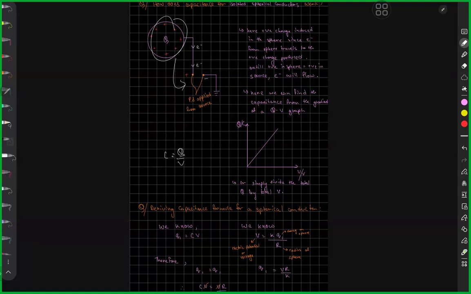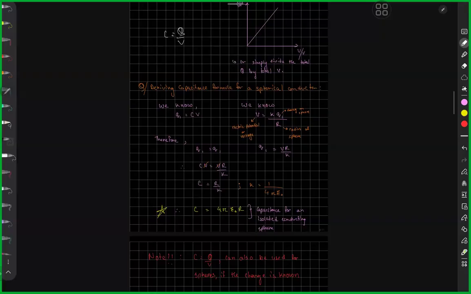But what we're going to be working with is a different formula. We're going to try and find a different way to work out the capacitance of any conducting sphere, granted I only know the radius and permittivity of that sphere.